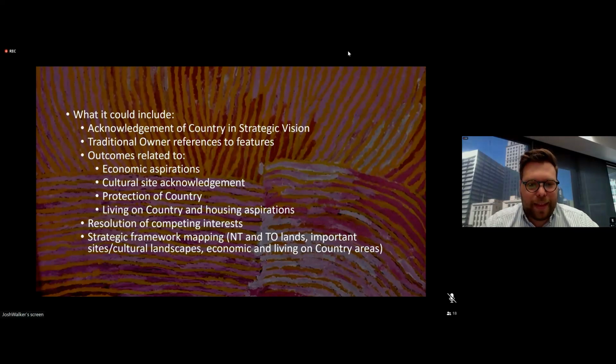But there might also be opportunities to identify in the housing outcomes of living on country and housing aspirations in general. Also looking at how you resolve those competing interests, so in terms of protection of cultural importance as opposed to other development aspirations that may be promoted through zones. And it might be as simple as strategic framework mapping, that there's a map that shows registered native title determinations or traditional owner lands, or the obvious being cultural sites and landscapes.